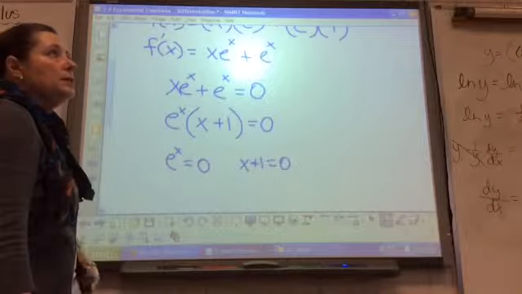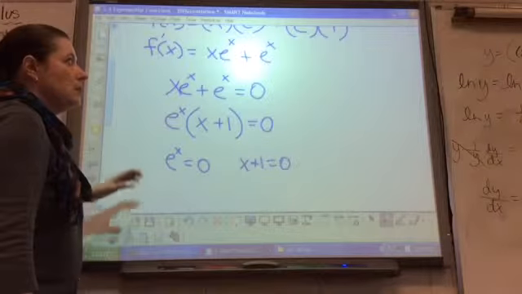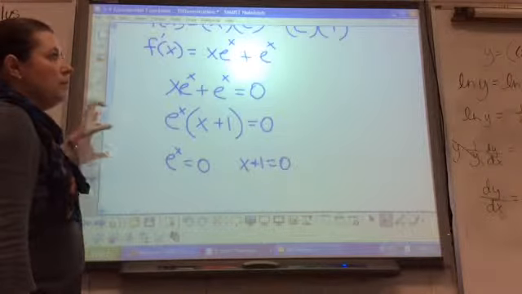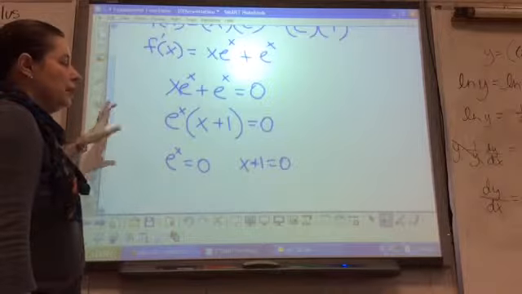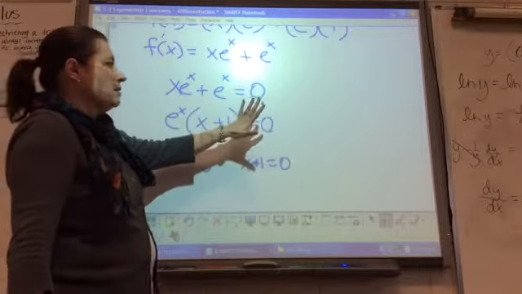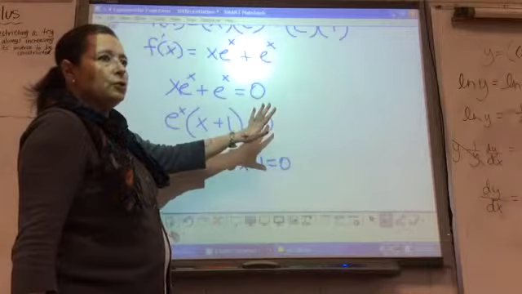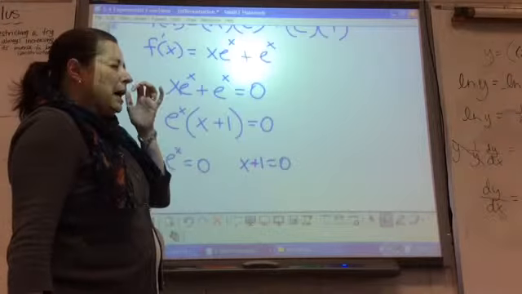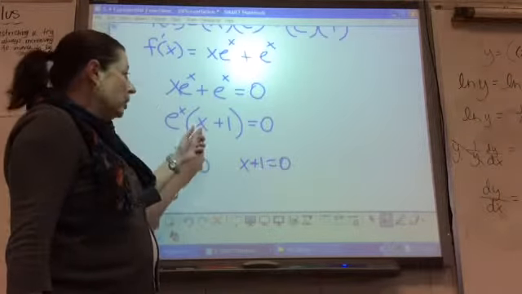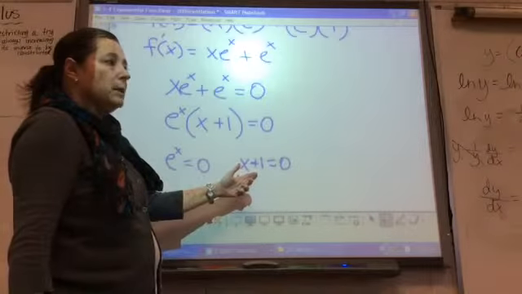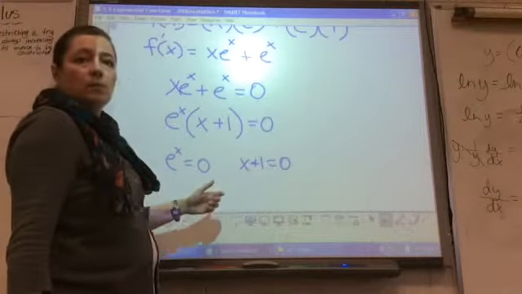Remember last year with sines and cosines, if you were solving those equations and you multiplied and something canceled, you'd lose a possible solution. Same kind of idea here. So we need to know about this x plus 1. So it would be x equals -1.